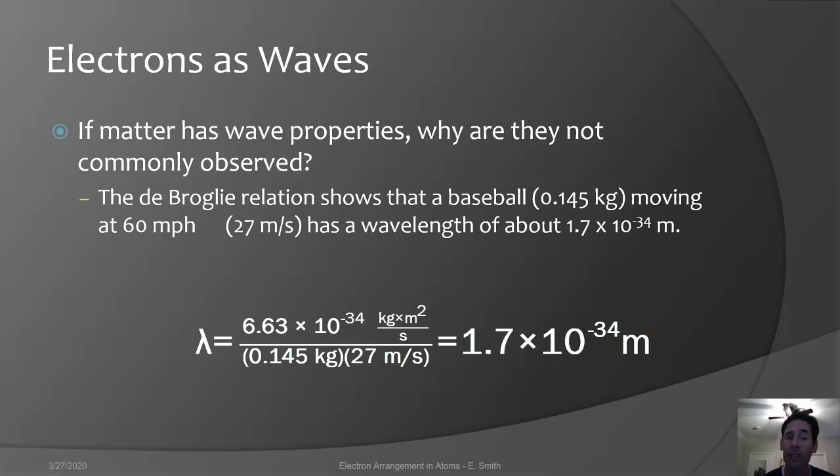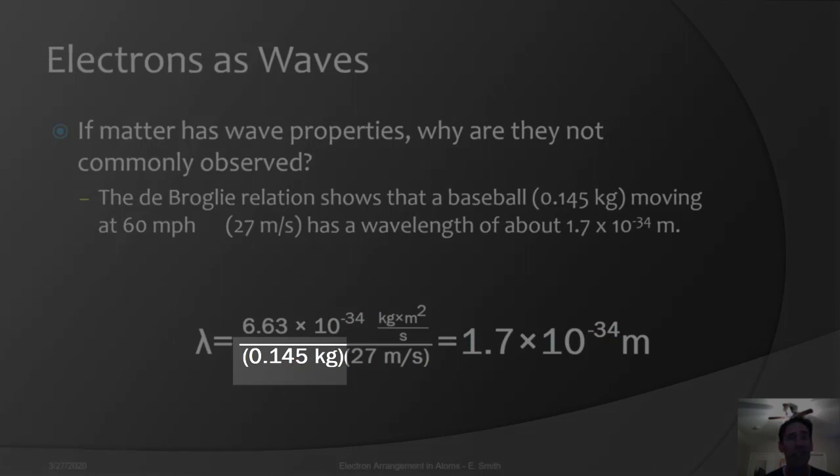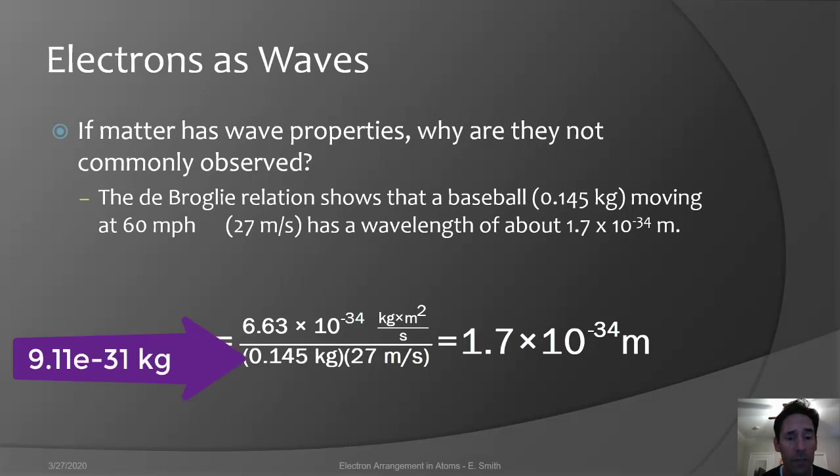However, what if we're dealing with an electron? What if we were to change the mass to be something like 9.11 times 10 to the negative 31st kilograms? That would make it, ladies and gentlemen, a much larger wavelength, one that could actually be measured.